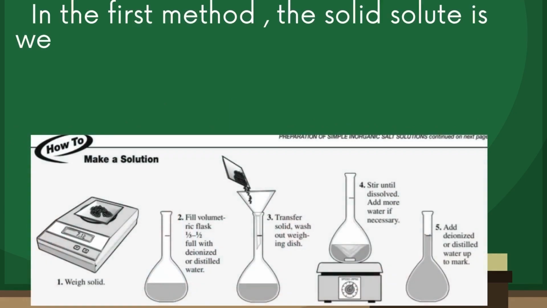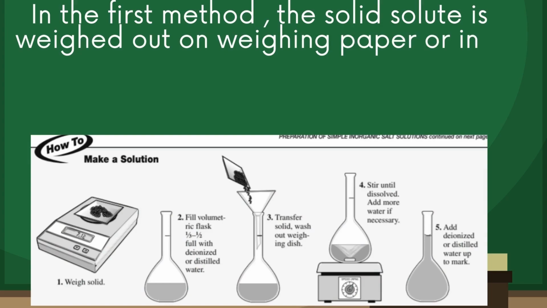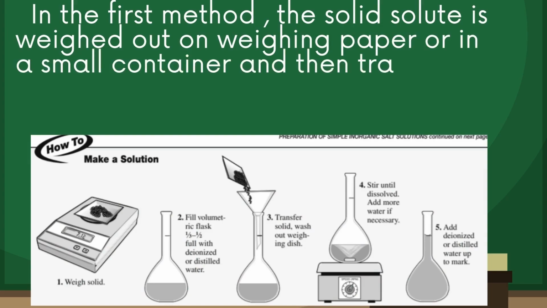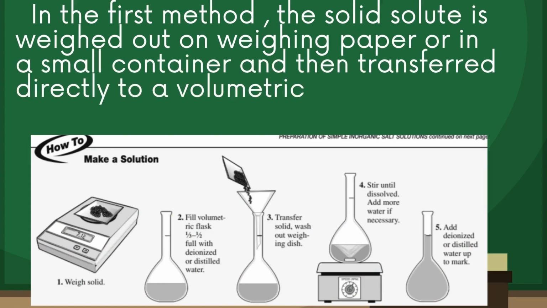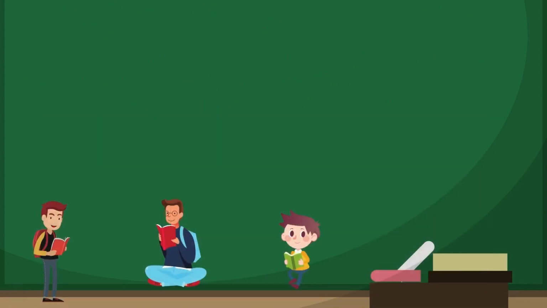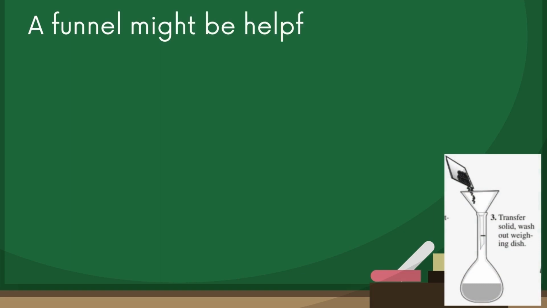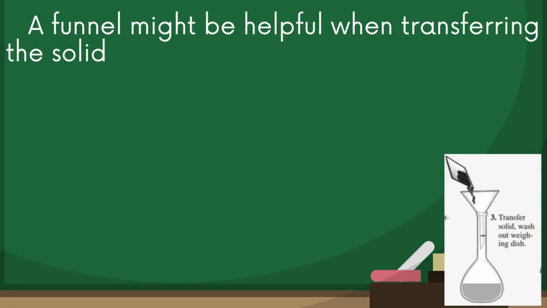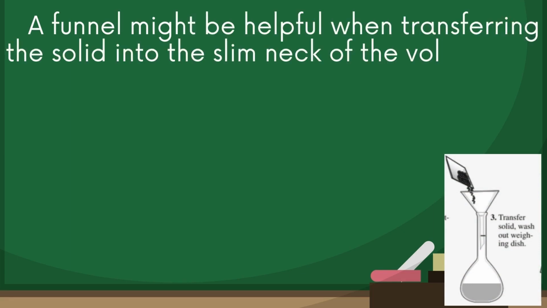In the first method, the solid solute is weighed out on weighing paper or in a small container and then transferred directly to a volumetric flask, commonly called a ball flask. A funnel might be helpful when transferring the solid into the slim neck of the ball flask.